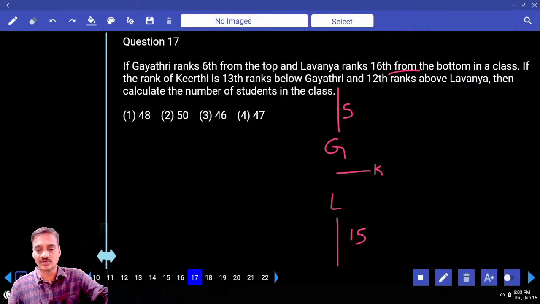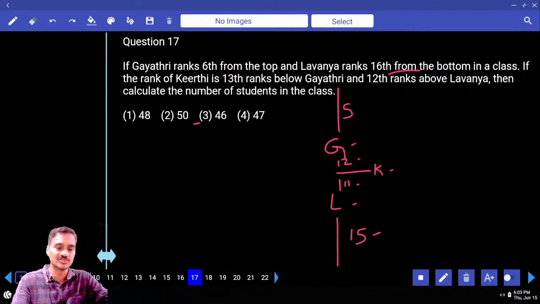If the rank of Kirti is 13 ranks below Gayatri, how many should be there? 12 members. And 12 ranks above Lavanya, how many should be here? 11. Then calculate the number of students. 15 plus 1, 16. And 16 plus 11, 27, 28 plus 12, 40, 41 plus 5, 46. So the answer is 3, question number 17.